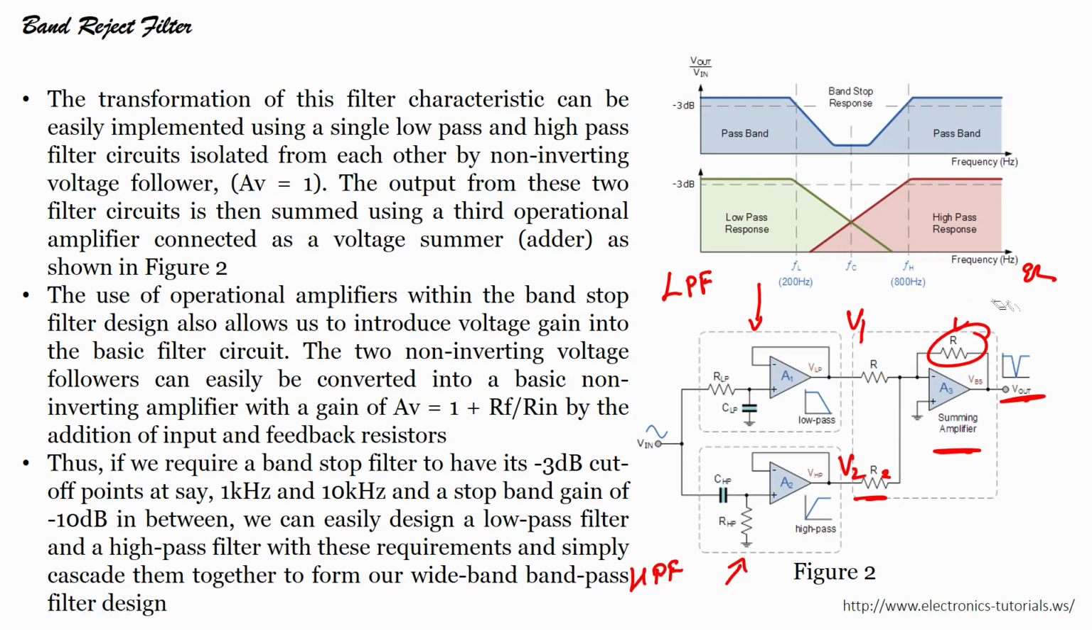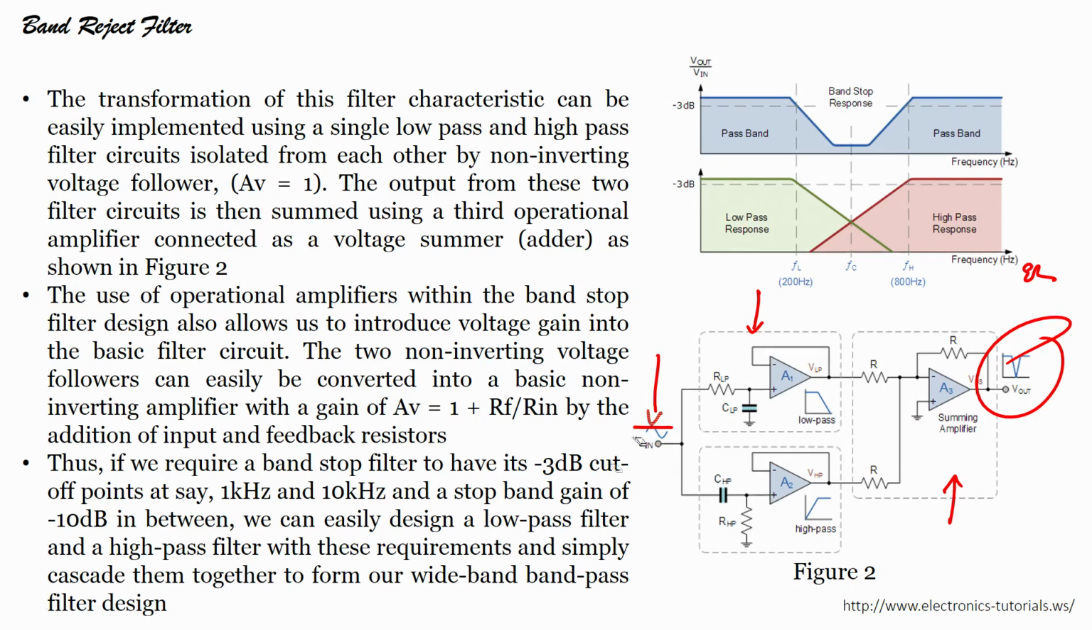So, we have seen the summer, and we have seen the low pass and high pass active filters. When I connect the low pass and high pass active filters in parallel, as you can see here, with a summer, and you have an input voltage with a peak to peak voltage, and with a particular frequency, then we can design a notch filter or band reject filter by selecting different values of resistors, and capacitors of course. The transformation of this filter characteristics can be implemented using a single low pass and high pass filter circuit with a non inverting voltage follower.